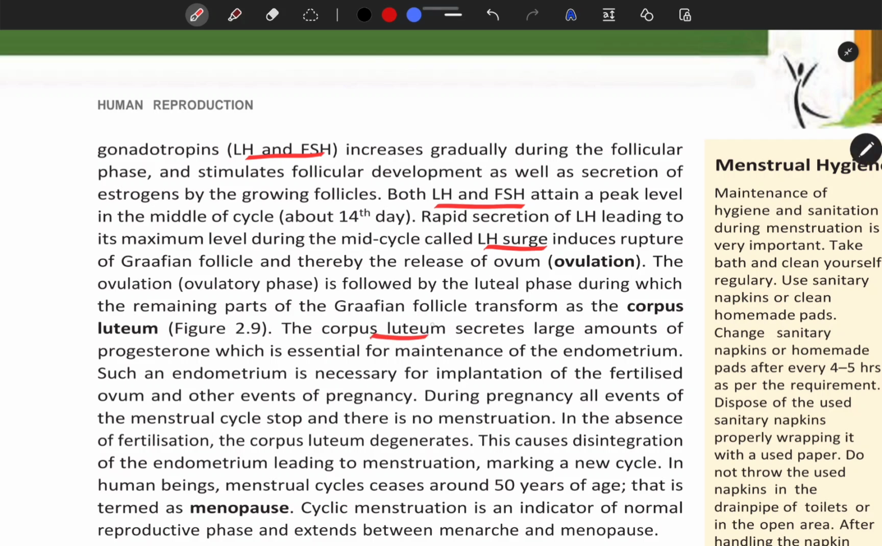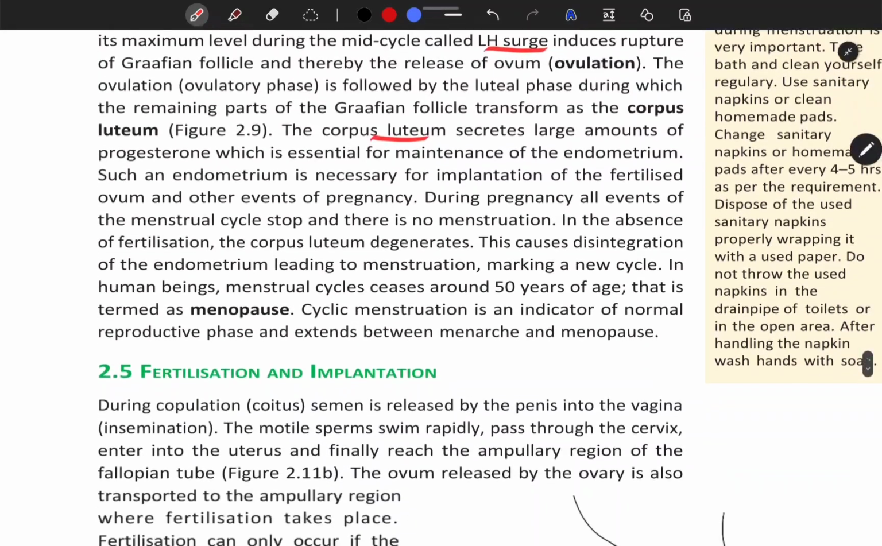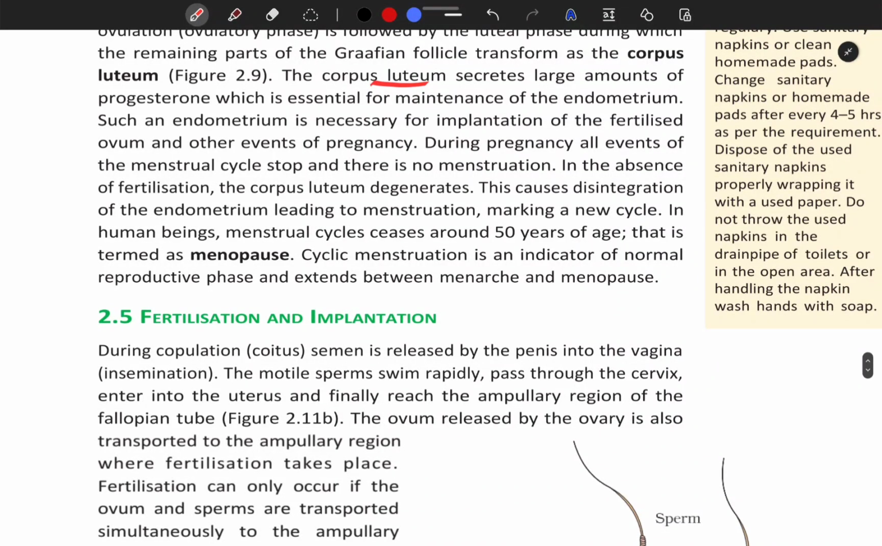The corpus luteum secretes large amount of progesterone, which is essential for maintenance of the endometrium. Such an endometrium is necessary for implantation of fertilized ovum and other events of pregnancy. During pregnancy, all events of the menstrual cycle stop and there is no menstruation. In the absence of fertilization, the corpus luteum degenerates. This causes disintegration of endometrium leading to menstruation, marking a new cycle.